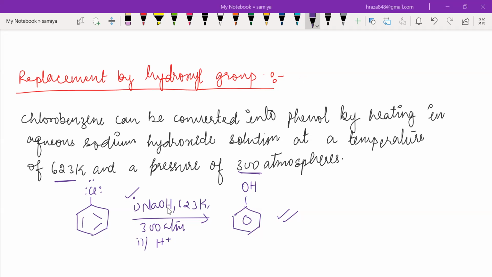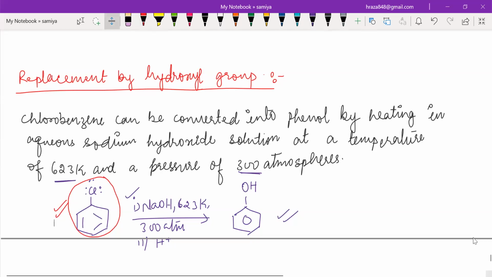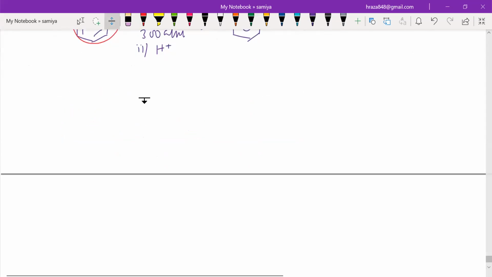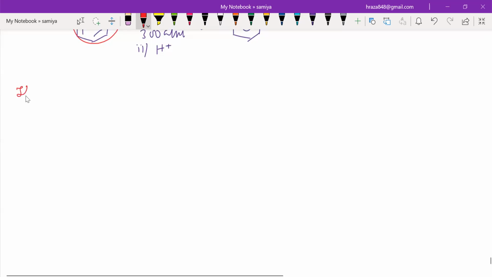The condition you can look at is 623 Kelvin, very high temperature and very high pressure. Now see, this chlorobenzene alone is very stable. That's why it is very less reactive towards nucleophilic substitution reaction. Now the next point about this reaction: if you add NO2 to this group, this NO2 is basically an electron withdrawing group, which makes this compound more reactive than earlier. So the condition will be slightly lesser.